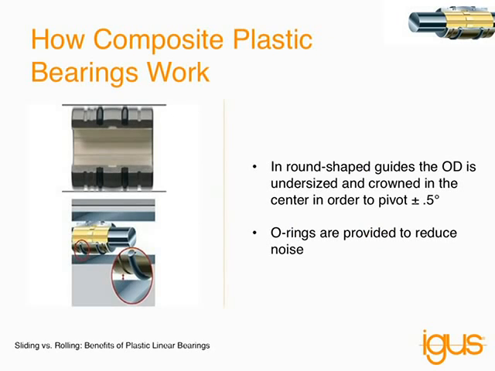In round shaft or round rail designs, we use an adapter, which would have the same dimensional sizing as the recirculating ball bearing. We reduce the outer diameter of the adapter itself and add a little crown feature, and this enables plus or minus half a degree of angular misalignment forgiveness. And usually O-rings are provided, which help reduce any noise caused by the metal-on-metal contact of the adapter pivoting inside of the housing.